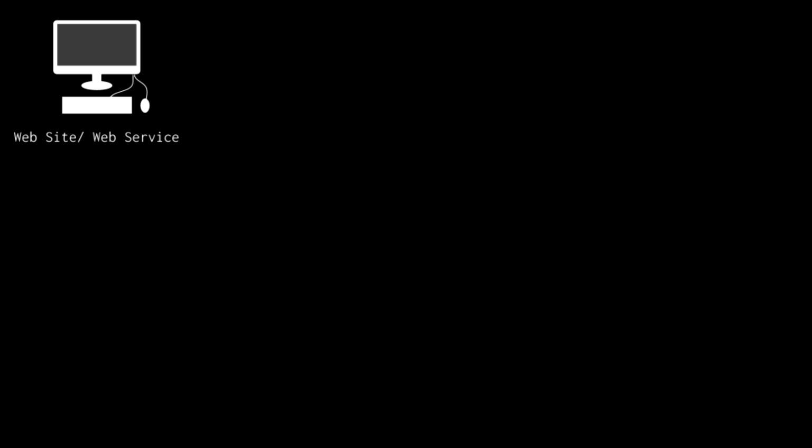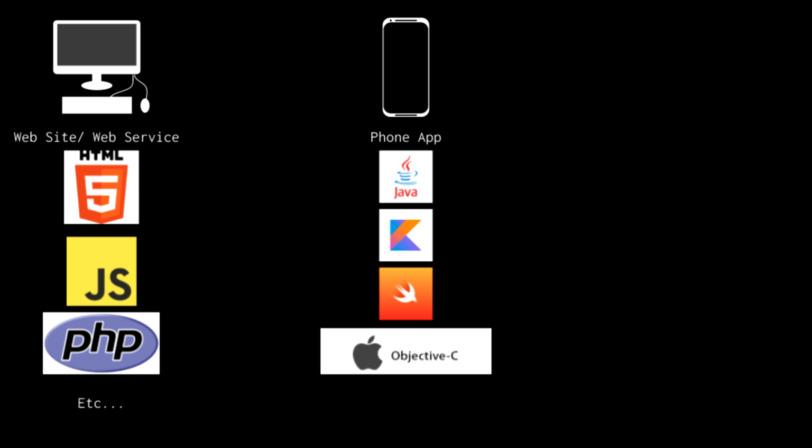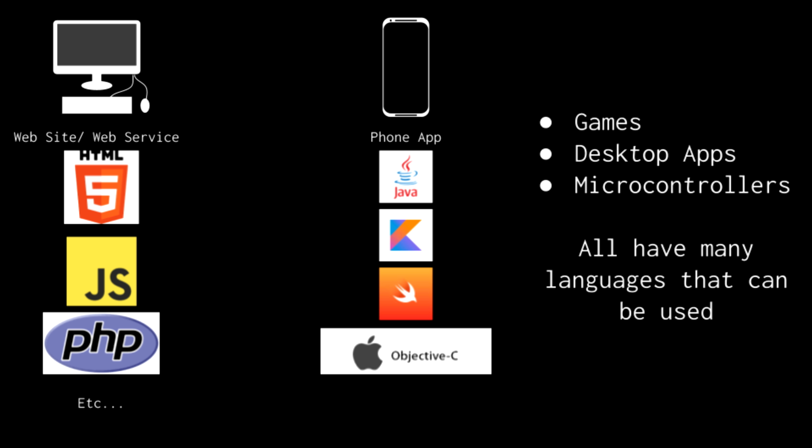Do you want to make a website or an app? Well, languages like HTML, CSS, JavaScript, and PHP, as well as lots of others, are great for this case. Although a case can be made that HTML and CSS aren't really programming languages, but that's a whole other topic. Want to make a mobile app? Well, Java and Kotlin are two major languages for Android, and iOS uses Swift and Objective-C, although Swift has all but replaced Objective-C. Similarly, games, desktop apps, and microcontrollers like Arduinos all have hosts of languages you can use.